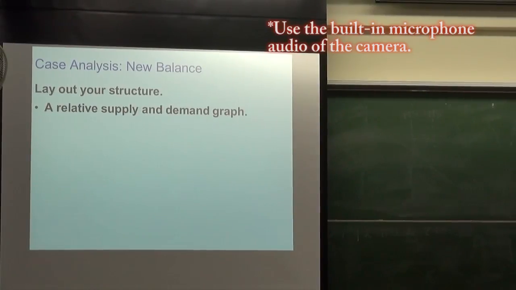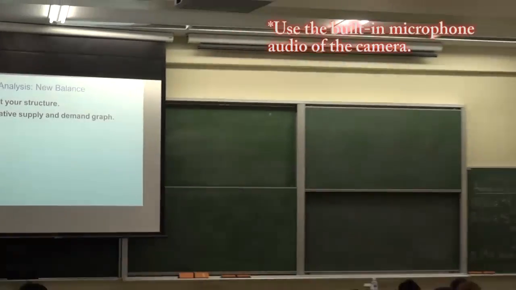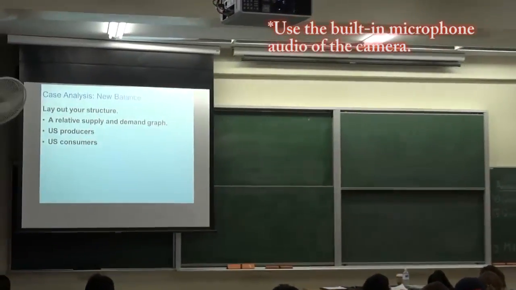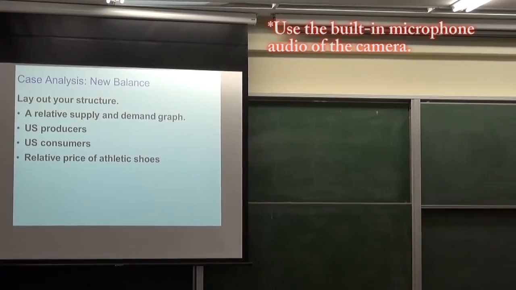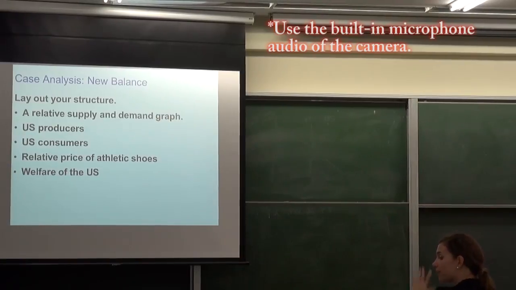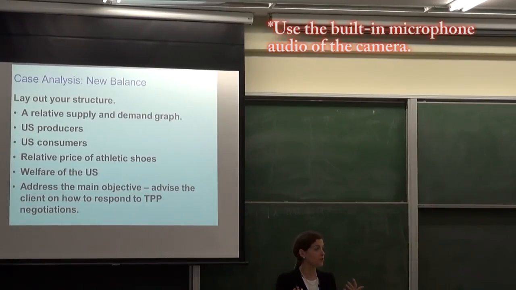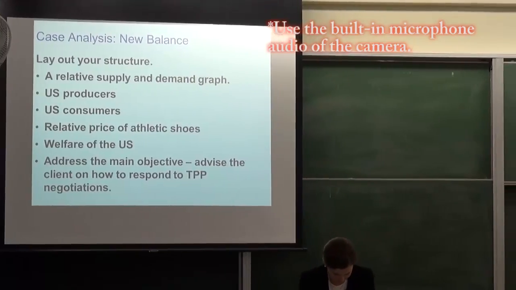Then you need to think through, very methodically, go back and look at your so-called laundry list of points that you've got to address. You need to think about what happens to U.S. producers' incentives. What happens to U.S. consumers' incentives? What happens to the relative price of athletic shoes relative to what? Relative to semiconductors. What happens to the welfare of U.S. citizens, or the welfare of the U.S. overall? And then, finally, here you get to be a little creative. How do you advise your client to respond to the TPP negotiations? And there are links that will be there, showing how you might do that.